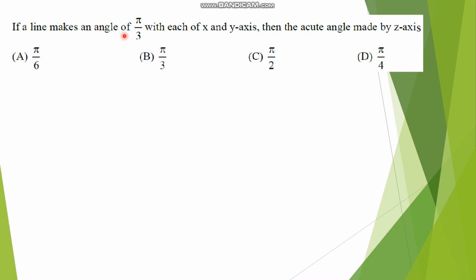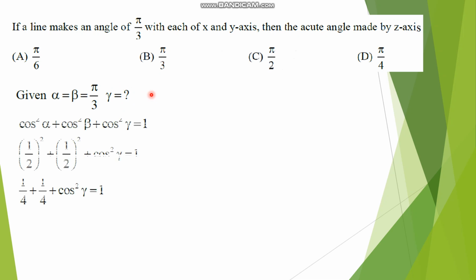If a line makes an angle of pi by 3 with each of the x and y axis, then the acute angle made by the z axis is. We know a formula for that. We need alpha, beta and gamma. It is given that alpha and beta are both equal to pi by 3. Gamma, the angle made by the z axis, is to be found out.